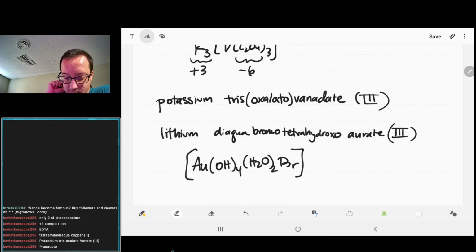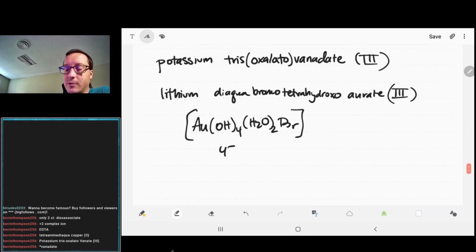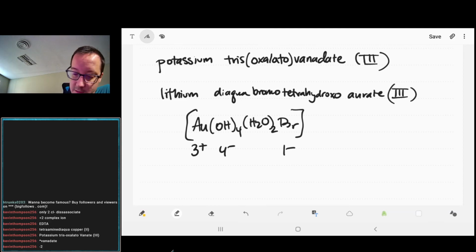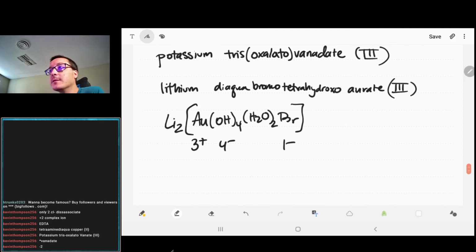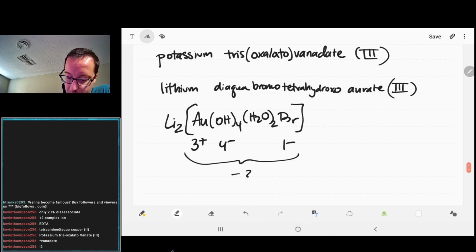If we look at this, we know this is going to be negative overall, but we don't know how negative. We know we have 4 minus from the hydroxides. We have 1 minus from the bromine. We have 3 plus from the gold. That's what the 3 tells us. So overall, that's minus 2, right? So that means we need 2 lithiums out front to balance it out. And we'll have made our crazy complex.